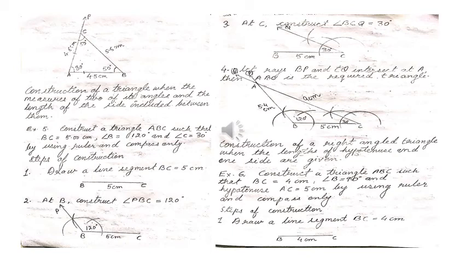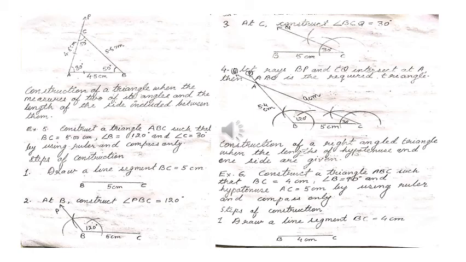Now let BP and CQ intersect at A. Then ABC is the required triangle. You just don't have to do anything else. Just let CQ meet BP, and where it meets, that will be the point A, and the triangle is made.